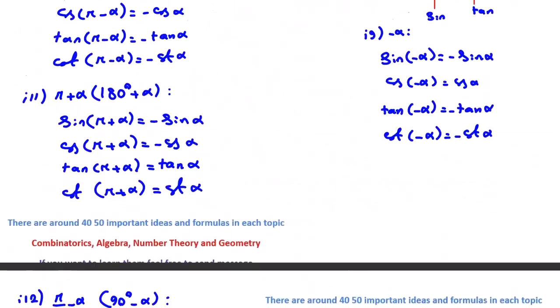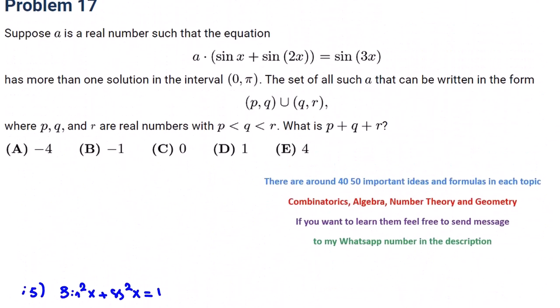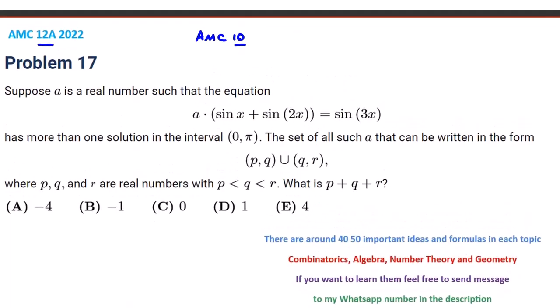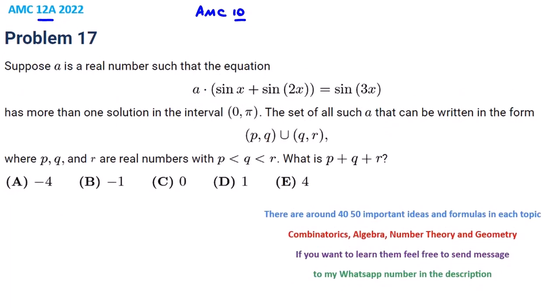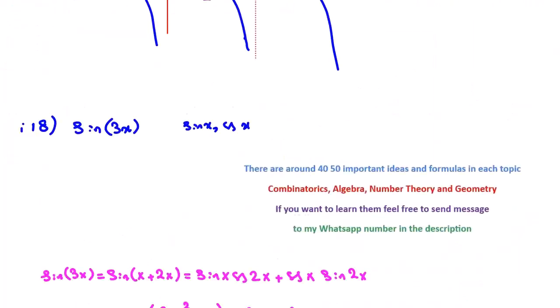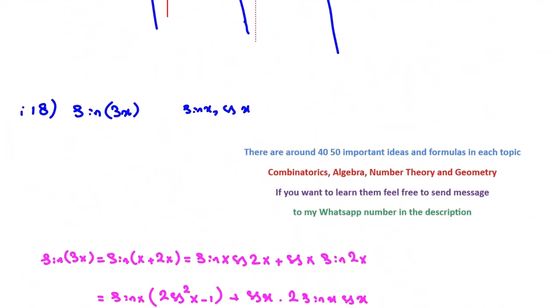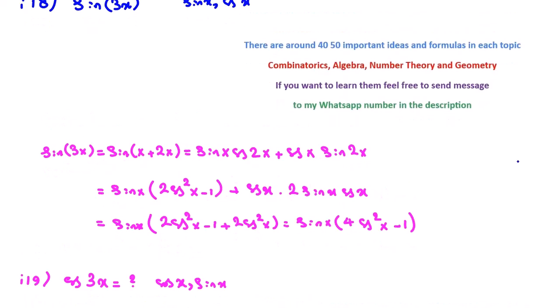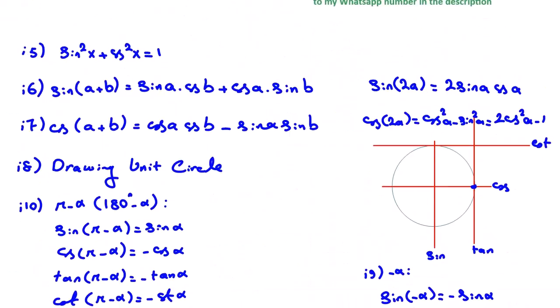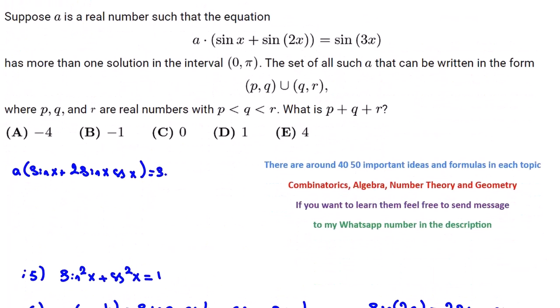Okay, let's try now this problem 17 from AMC 12A. And the ideas, as I said, are also useful in 10A. So here I told you, let's try to simplify. We say a sine x plus 2 sine x cosine x. And I told you, sine 3x is what? We've calculated that. Sine 3x is sine x times (4 cosine squared x minus 1).